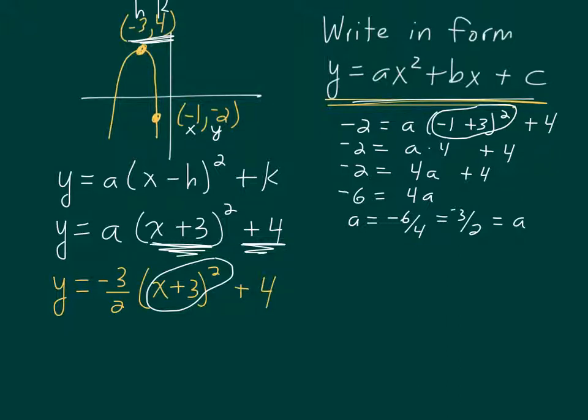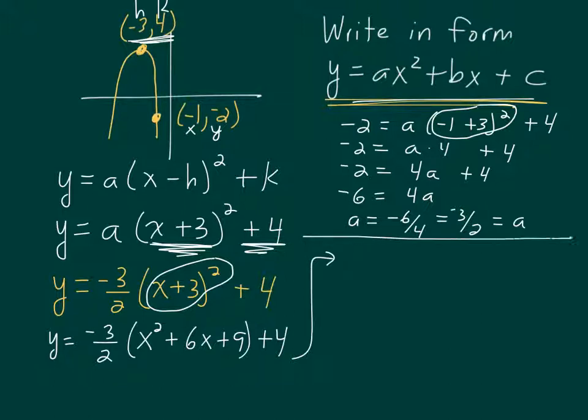So first we need to do our FOIL there, right? Order of operations. We have to do the exponent before we can do multiplication by that negative 3 halves in front. So we would have y equals negative 3 halves, and then if I do my FOIL here, x squared plus 6x plus 9, we know we're going to get that. I'm going to carry over that plus 4. Now from here, let's distribute our negative 3 halves through these 3 terms.